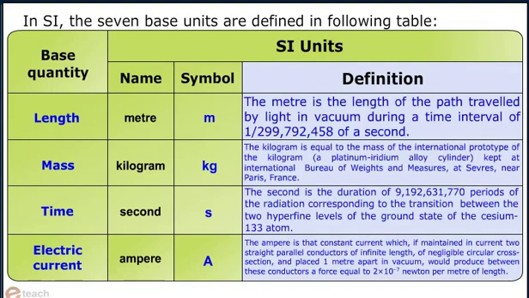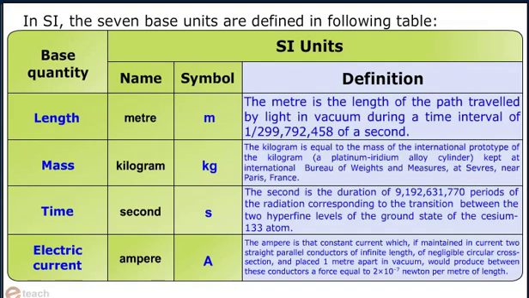The next base quantity is time. The name of its SI unit is second. Its symbol is small s, and it is defined as: the second is the duration of 9,192,631,770 periods of the radiation corresponding to the transition between the two hyperfine levels of the ground state of the cesium-133 atom.